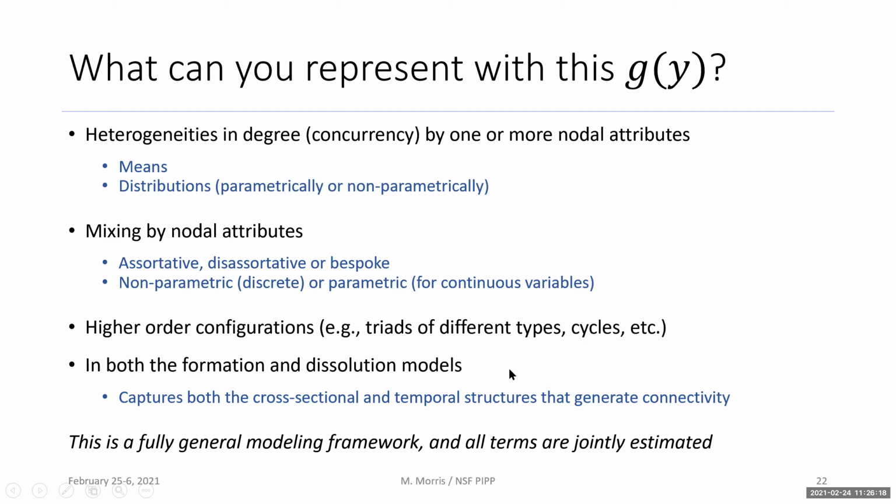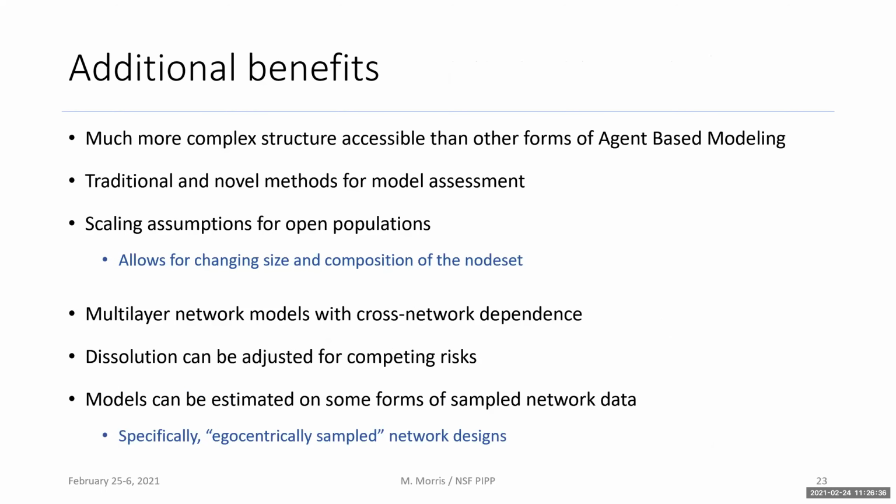And all of these terms then can be used in both the formation and the dissolution model to capture both the cross-sectional and the temporal structures that generate connectivity in your particular network. It's a fully general modeling framework, and all of the terms are jointly estimated. And because this is a statistical framework, you have a lot of additional benefits that come along for the ride. It allows for, because it's so general, much more complex structure is now accessible to you than other forms of agent-based modeling. You have both traditional and novel network-specific methods for model assessment.